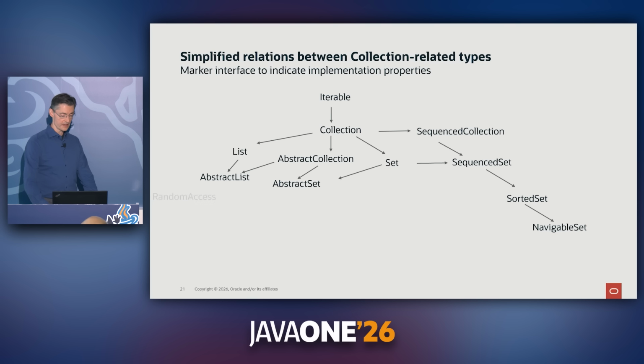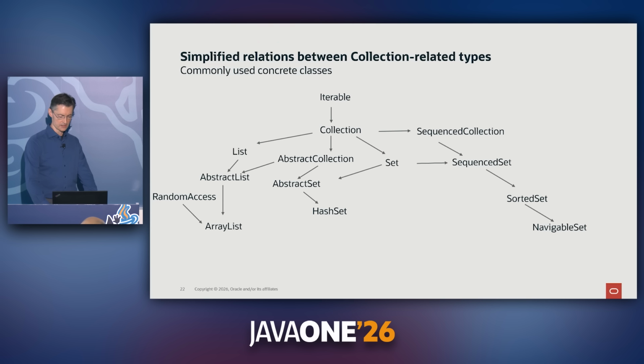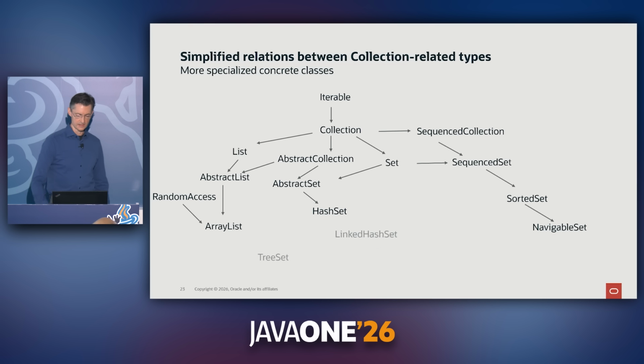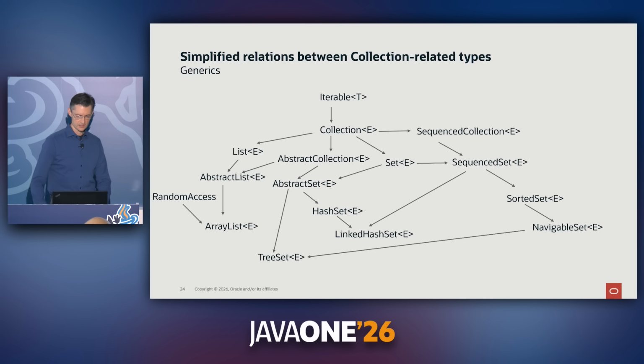We have marker interfaces to indicate certain implementation properties like random access. That's very helpful to know. Some commonly used concrete classes would be things like ArrayList and HashSet. There are also concrete classes that implement the more specialized interfaces, TreeSet and LinkedHashSet.